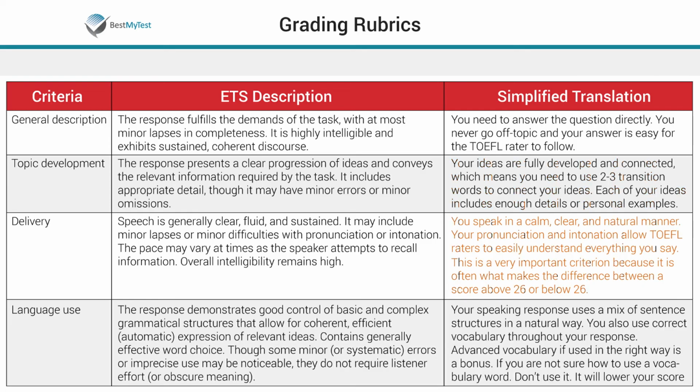All right, next up is delivery. Here you need to speak in a calm, clear, and natural manner. Remember what I said earlier about caring about what you're talking about. That's important. Your pronunciation and intonation should allow the TOEFL raters to easily understand everything that you say. Now, this one's very important, and this is often what makes a difference between a 26 and above or below a 26 on the TOEFL speaking section. So if you need to get higher than a 26 on this part of the test, make sure you spend extra time perfecting this part.